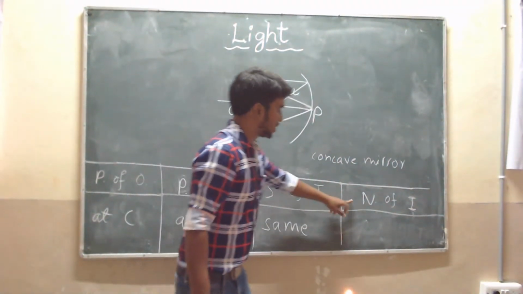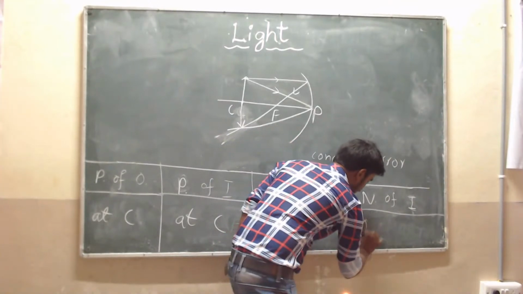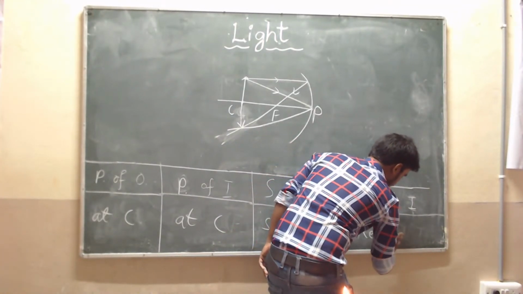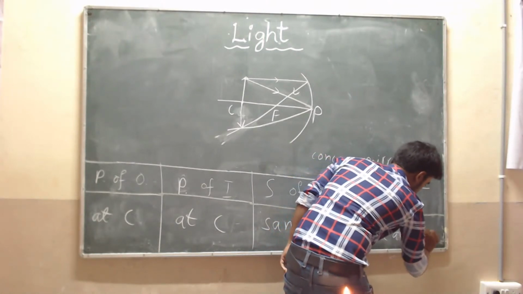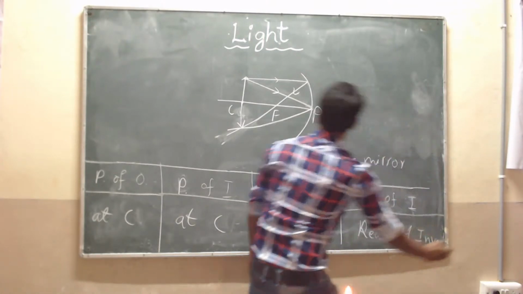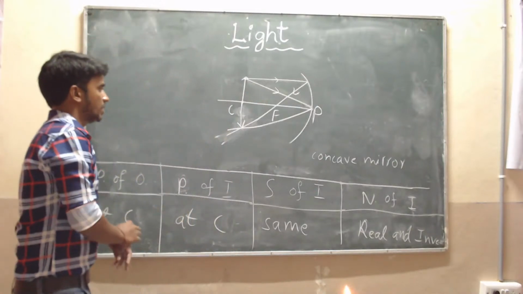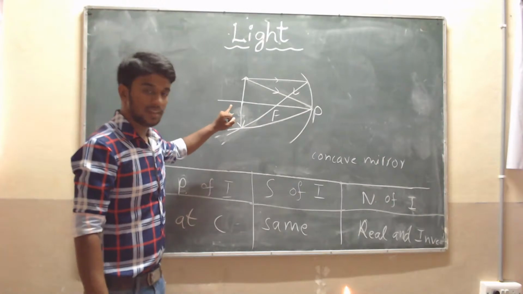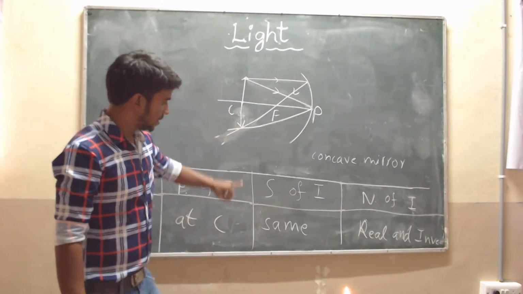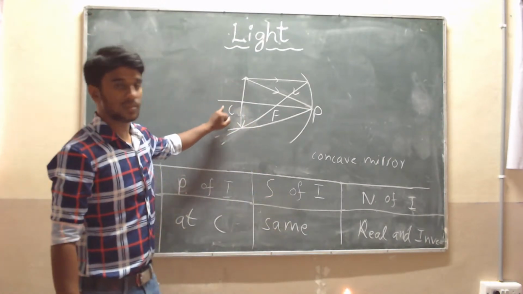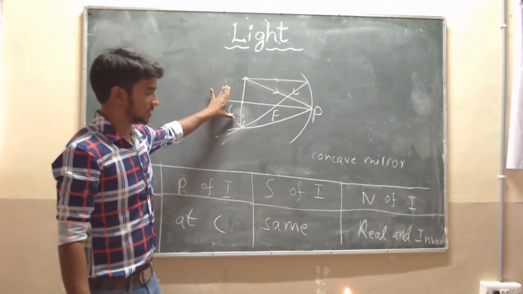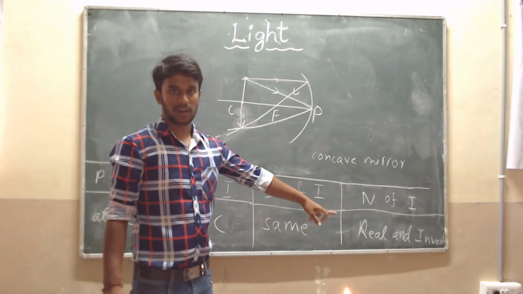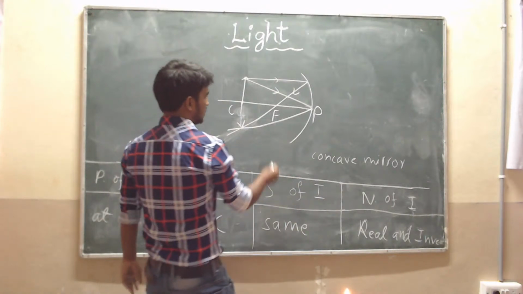See, now the nature of the image is real and inverted. Okay, see, position of the object at C, position of the image at C only. Then the size is the same, image size equal to object size. Then our nature of the image is real and inverted. Okay, see here, you can see, no need to take this way.